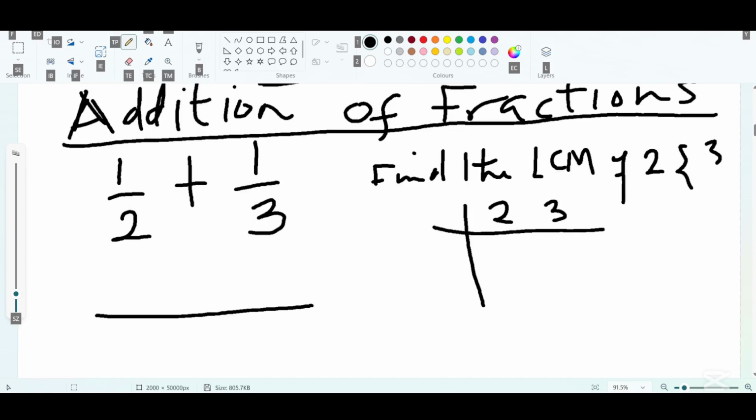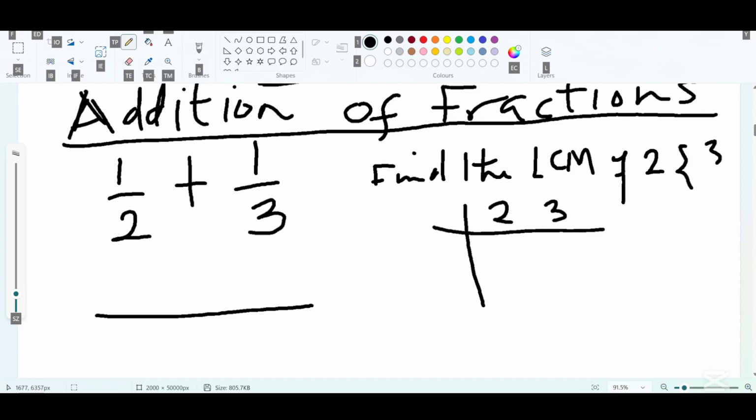Whenever we have two fractions that we need to add together, the first thing we do is to find the LCM of the denominators. So we bring the denominators and we find their LCM. The LCM is what will now be at the denominator here.